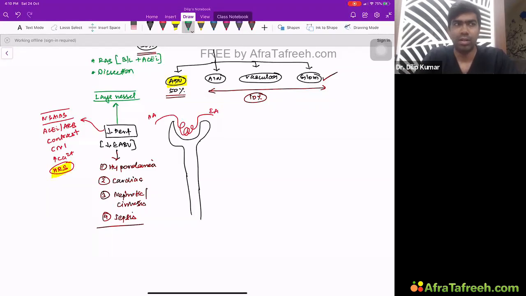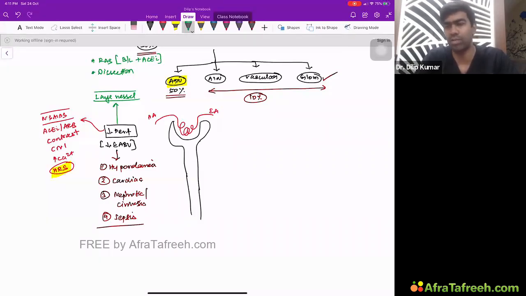But remember, it's not as simple as PCI, like what you do in the heart. In the heart, you do a stent and come back. It's a little simple. But in the kidneys, the outcomes are not that great. Even if you stent the vessels which have gone for RAS, that's not having a good prognosis.